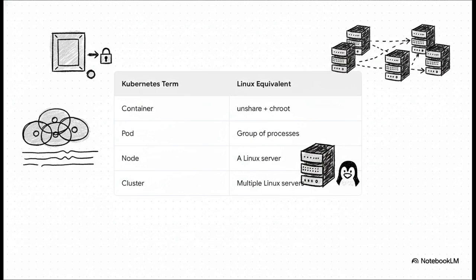We know a container is just an isolated process. Well, a pod? That's just a little group of processes that all agree to share certain things, like the same network namespace, so they can talk to each other easily. And a node in Kubernetes, that's just a Linux server, plain and simple. So a cluster is just a group of those servers working together. See, it's all just Linux, all the way down.